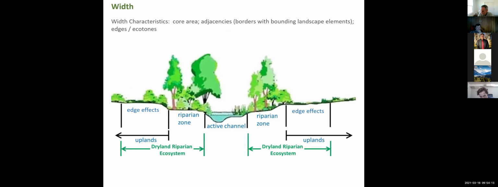First, we'll begin with width. The width of a corridor, of course, is a measure of the distance across the corridor perpendicular to its prevailing directionality. And the width has several characteristics associated with it. The first is known as core area, and that means the environmental conditions at the center line of the corridor.